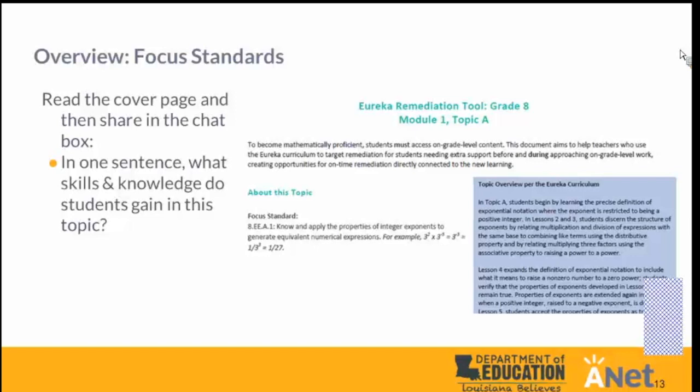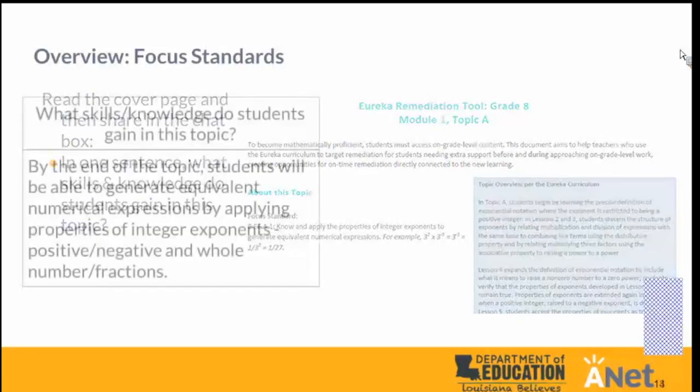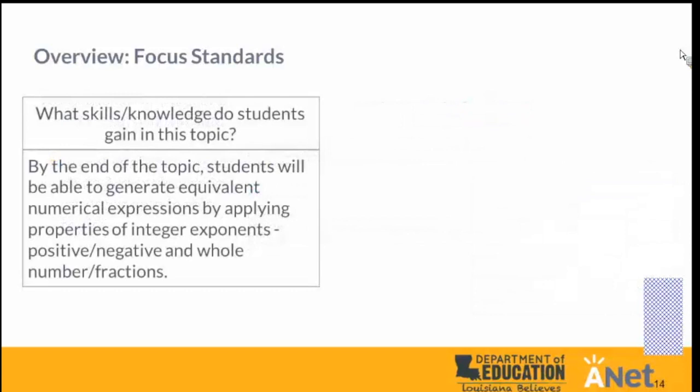So you've read through the Grade 8 Module 1 Topic A cover page and created a 1-sentence summary. Here's the one that I made after reading through that content. So by the end of this topic, 8th grade students will be able to generate equivalent numerical expressions by applying properties of integer exponents, using positive and negative exponents and whole numbers and fractions. So that was the way I summed up what's happening in this topic.